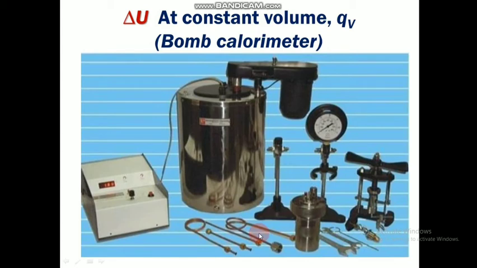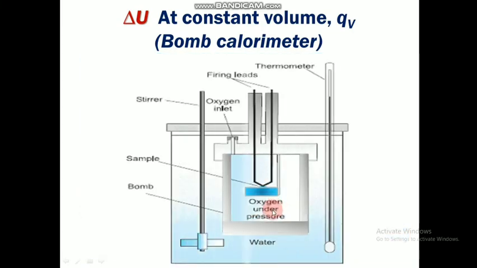This is how a real bomb calorimeter looks like. So this is the main apparatus where we carry out our experiment, and inside this bigger vessel of steel we have a still smaller vessel which is also made of steel, and that smaller vessel is known as the bomb. So this smaller vessel inside the bigger vessel is known as the bomb in the bomb calorimeter. We will see what the other parts are.